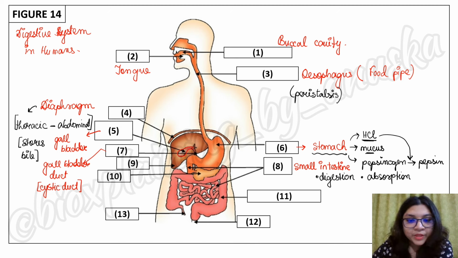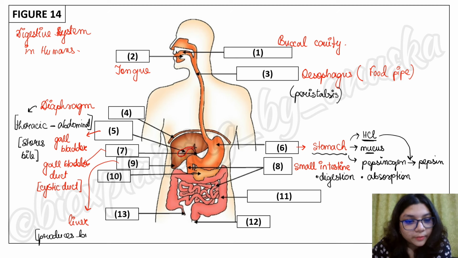Part number 9 refers to the liver. Okay, part 9 is the liver. What is the function? The liver is the largest internal organ of our body. The function of the liver is to produce the bile. Part number 10, this leaf-like structure that you have, is the pancreas.